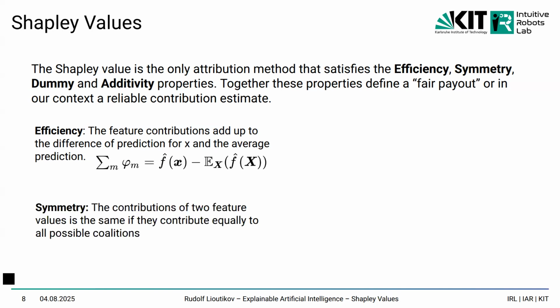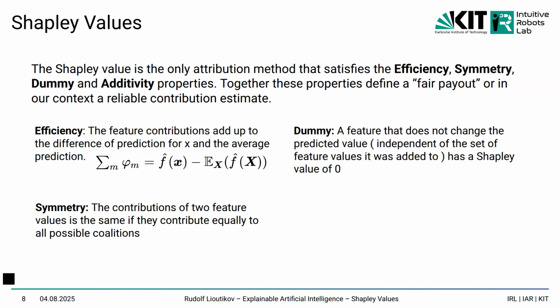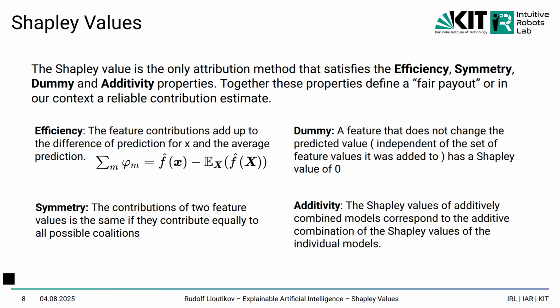Yeah. So the other aspect is symmetry, meaning that two feature values should get the same value if they contribute the same to all possible sets, which is quite self-explanatory. Dummy is even more intuitive: if a feature contributes nothing to the payout, the Shapley value has to be 0. That's also clear. And this next one is much clearer than it sounds at first.